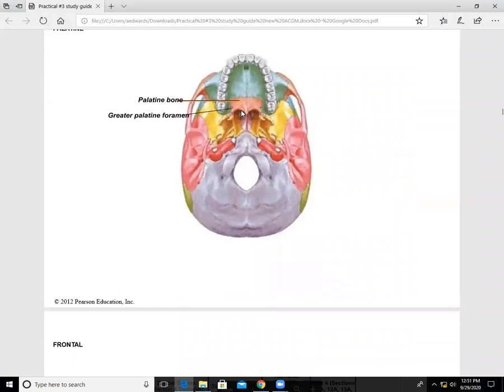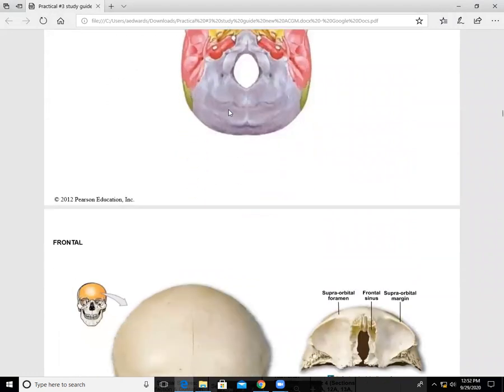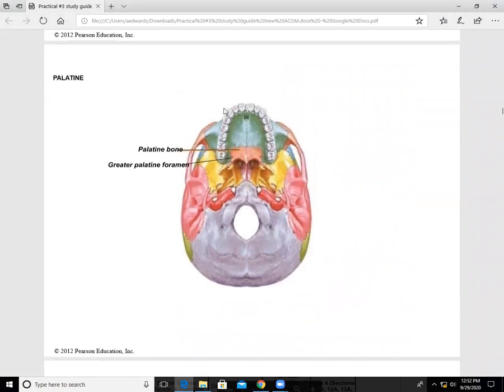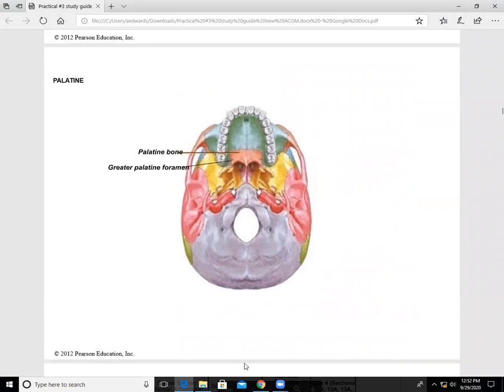Okay, more structures on the underside. If you think about when people watch cooking shows, they talk about the palate. This is the palatine bone here. There are little holes on either side of it. That's the greater palatine foramen. I think we'll pause there and let you find some of those structures that we just talked about. You can also be writing them in your lab manual, filling in the blanks.